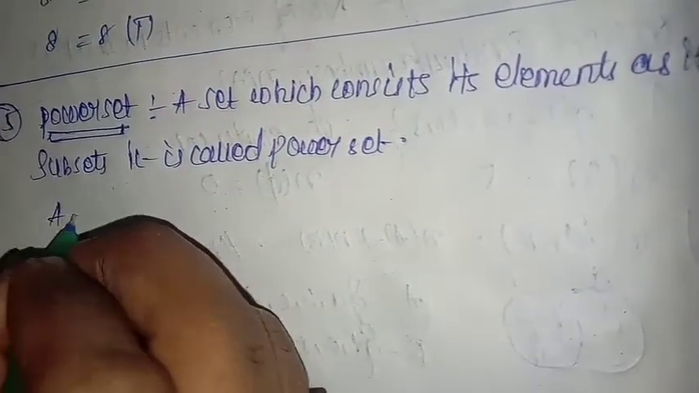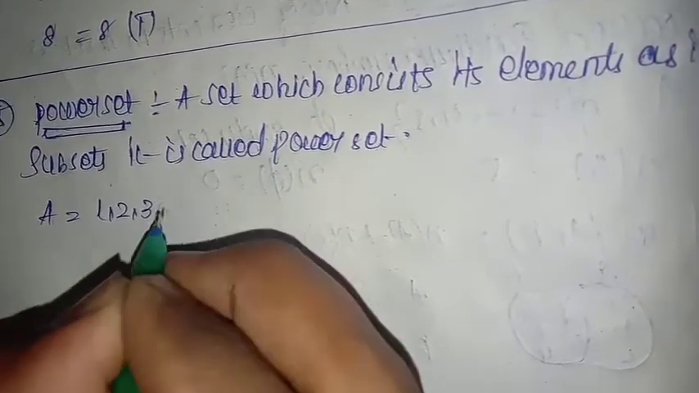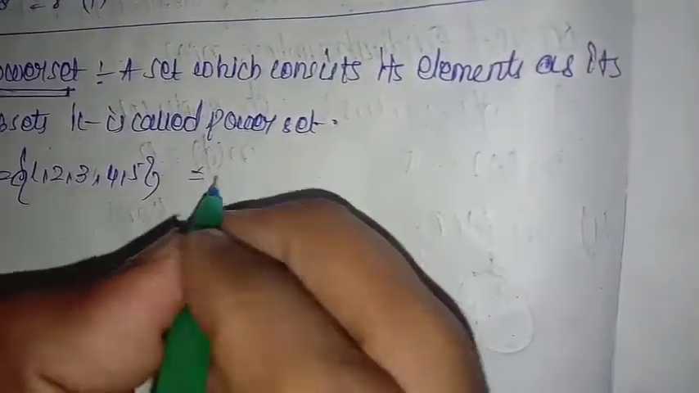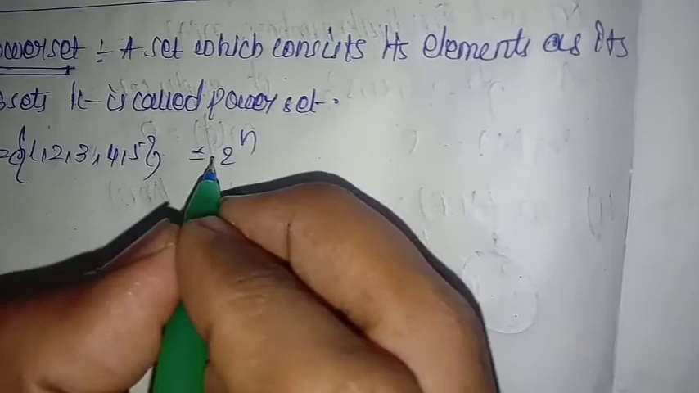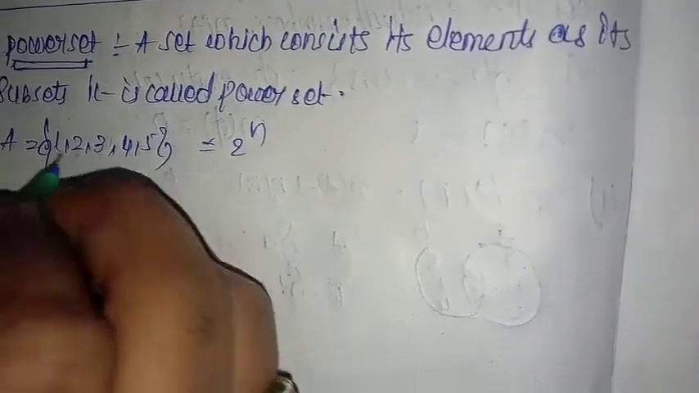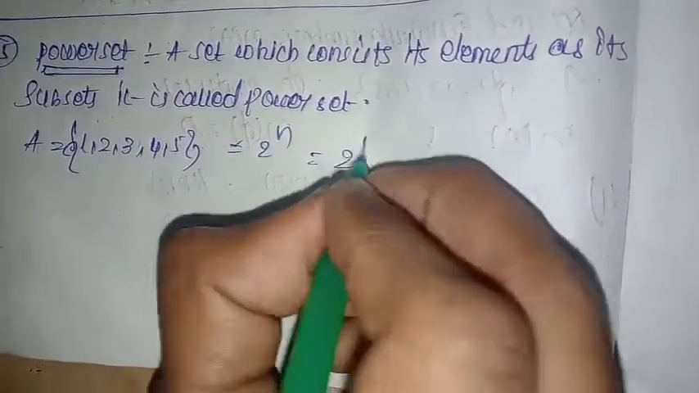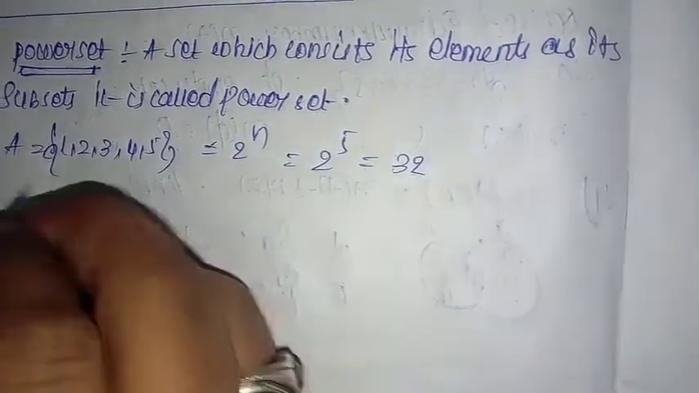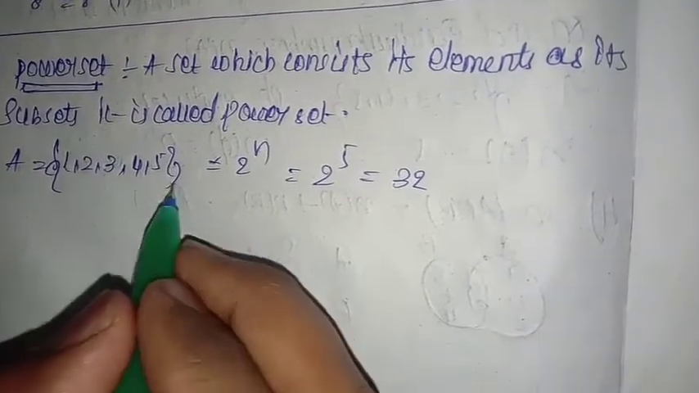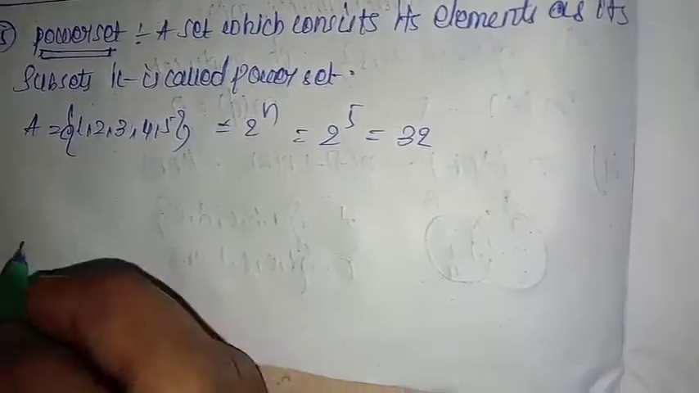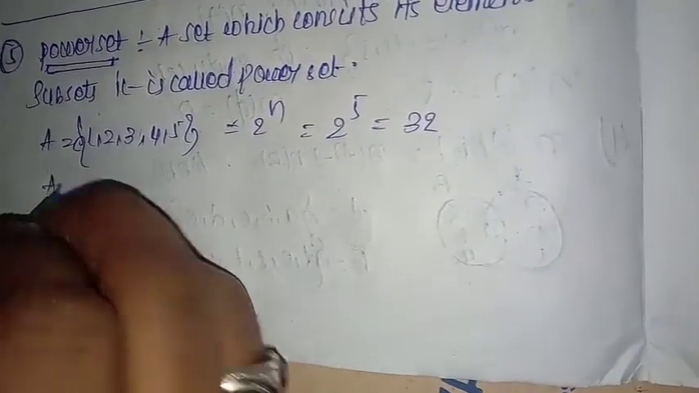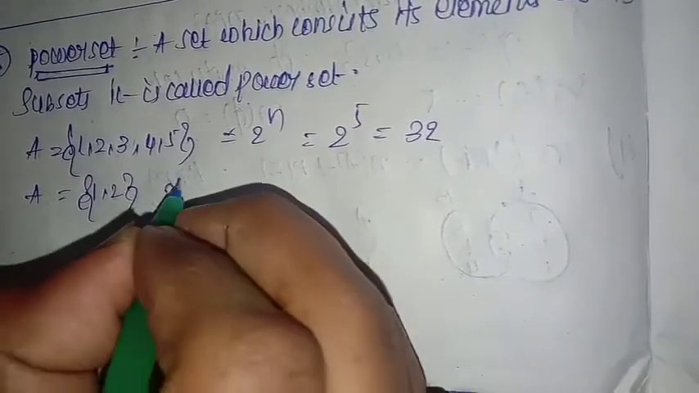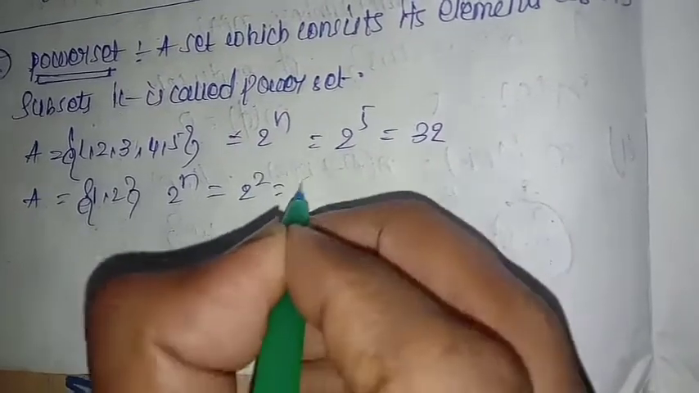For example, A equal to 1, 2, 3, 4, 5. Its number of subsets will be 2 power n, where n equal to the number of elements in the set. For example, 2 power 5, we get 32. So the power set of a set with 5 elements has 32 subsets. For example, when I take A equal to 1, 2, its subsets will be 2 power n, equal to 2 power 2, equal to 4 elements.